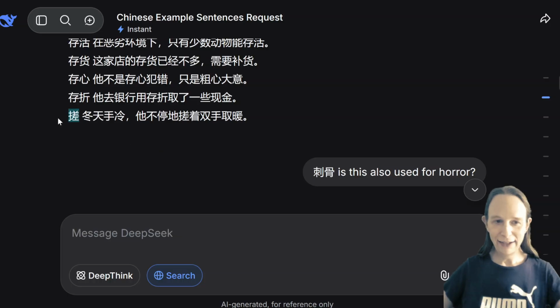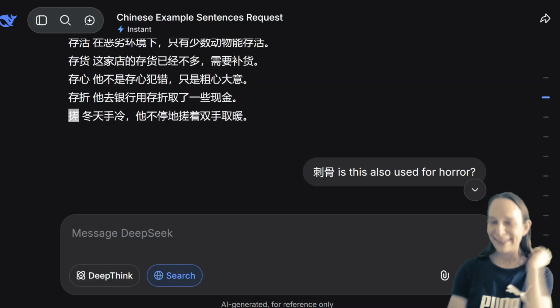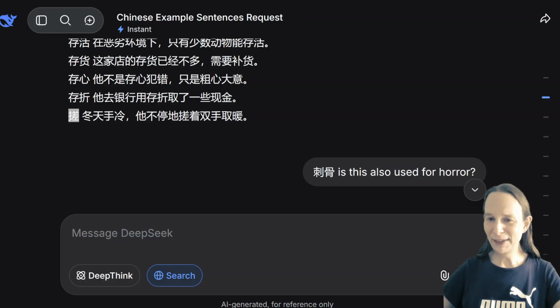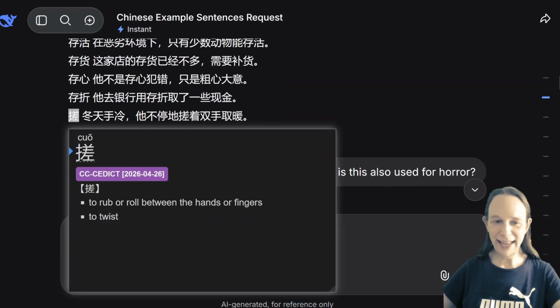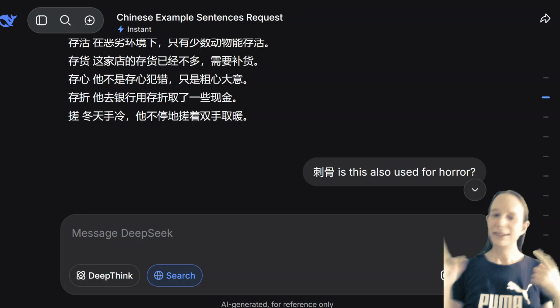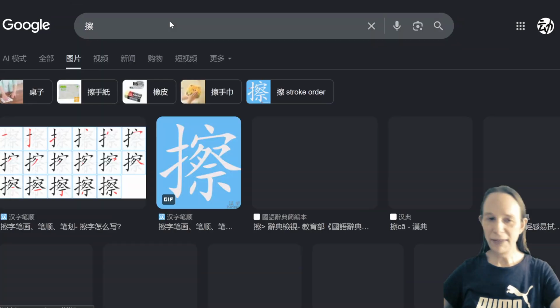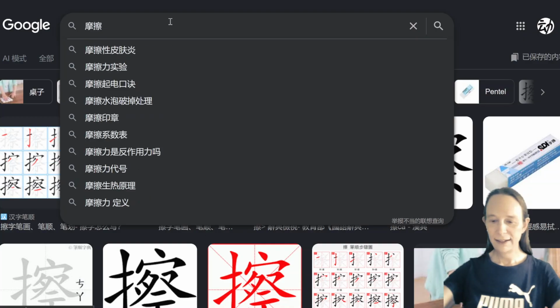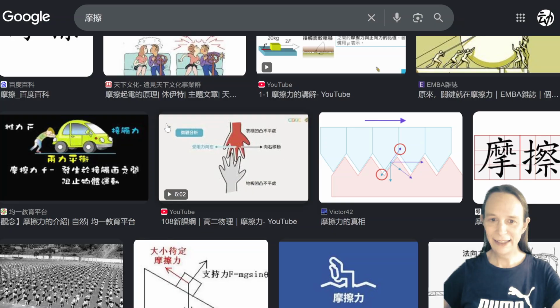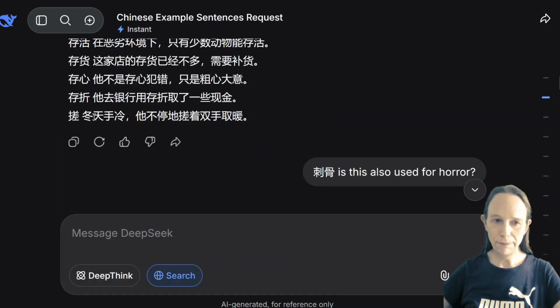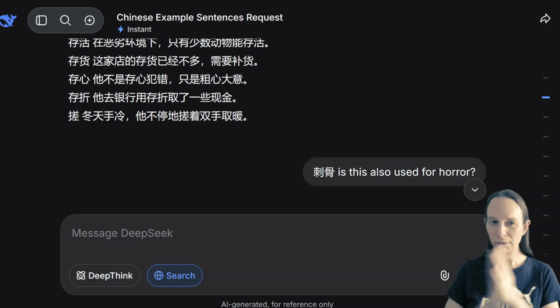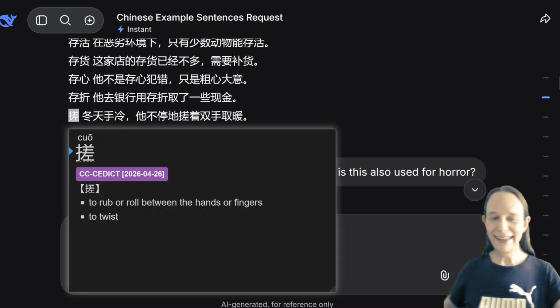Okay, 春jaw and 搓, you rub your hands. Or you rub, I guess it just means rub things together in general, but usually it's to rub one's hands. Oh, to rub or roll between hands or fingers. To twist. Okay, so it's not general rubbing. You can use ta for that. Ta for general rubbing, or mortar, rubbing causing friction and that sort of thing. Or 冬天手冷，不停地搓着双手取暖. So it's cold, you rub your hands together to get warmth. Yeah, I remember this.